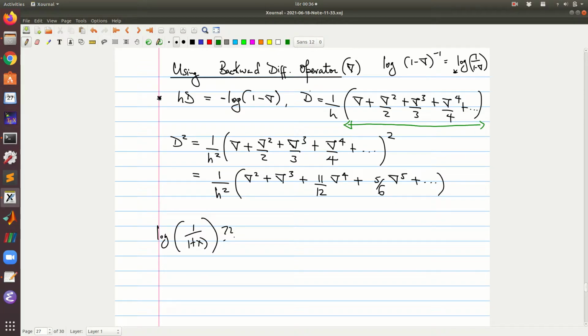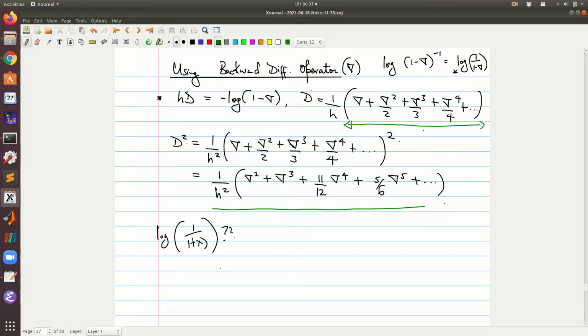Then when we square this expression, d squared is equal to 1 over h squared times what we have here, then we square. Again, with some little patience, we follow the procedure as above for the forward difference, and we should be able to come up with this expression here.